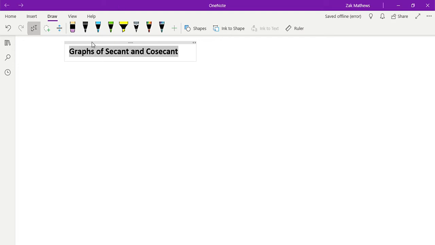Let's look at the graphs of the secant and the cosecant. These will be the easiest. We've looked at sine, cosine, tangent, cotangent so far. These will be the easiest because they're going to rely on the sine and cosine. So I'm actually going to start by refreshing our memory on what sine looks like.